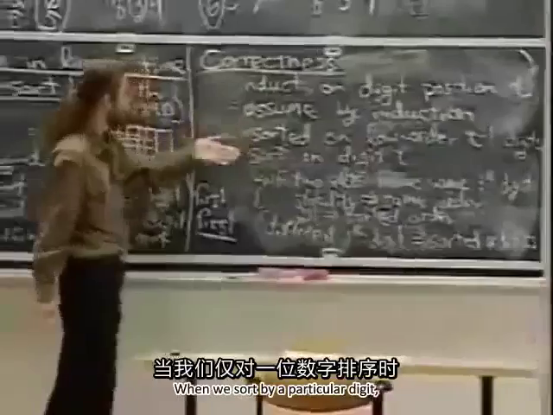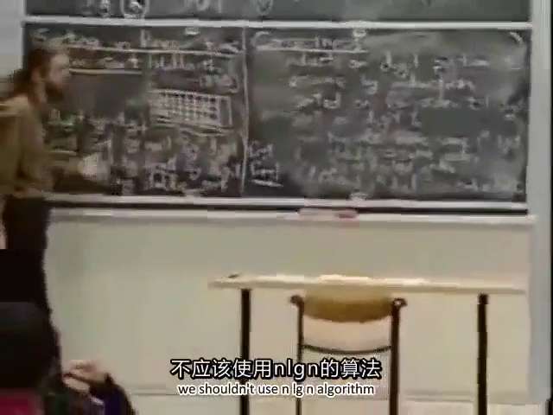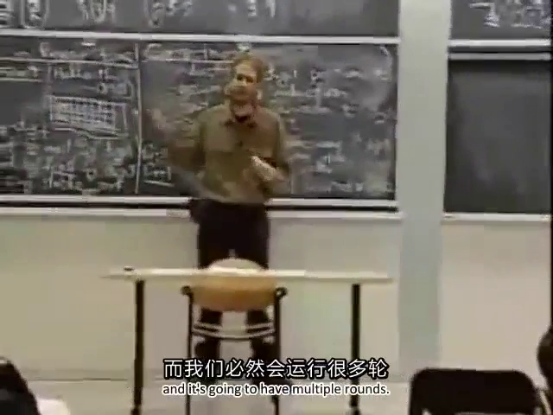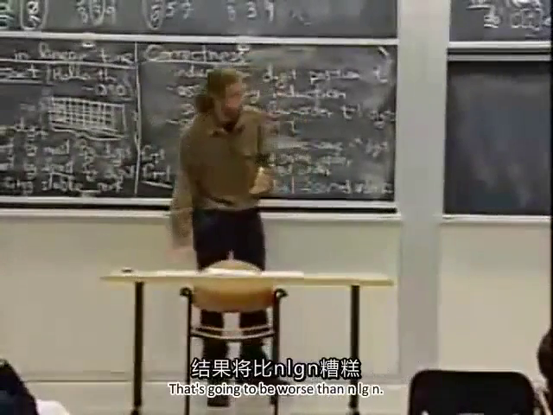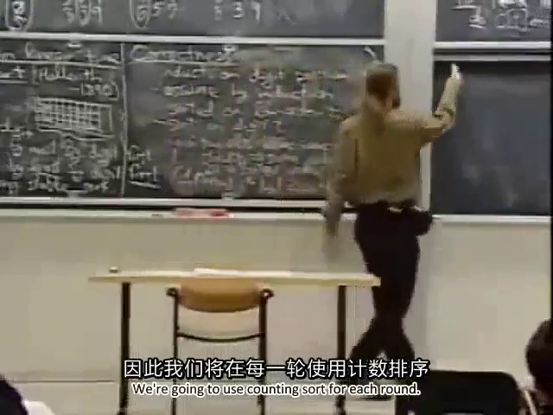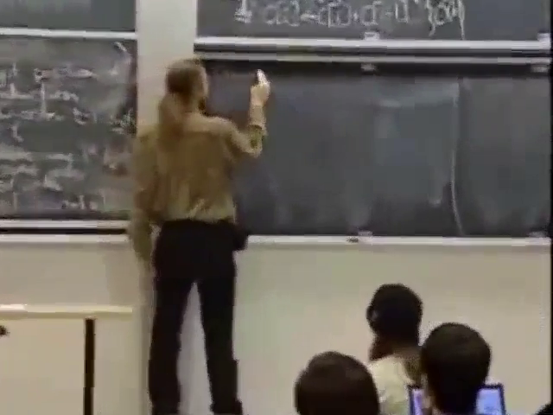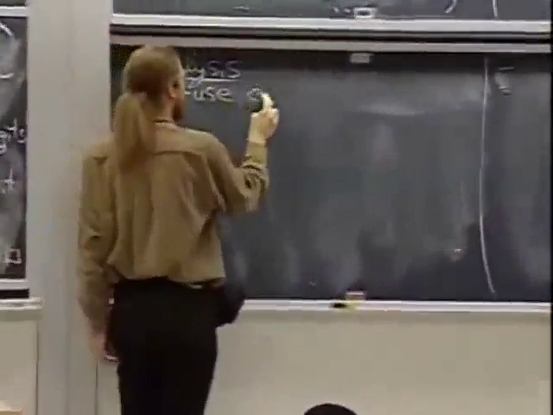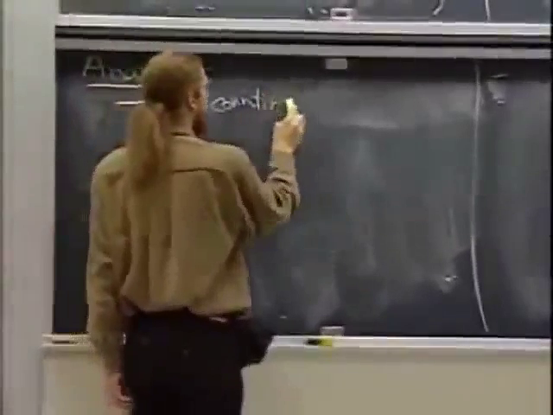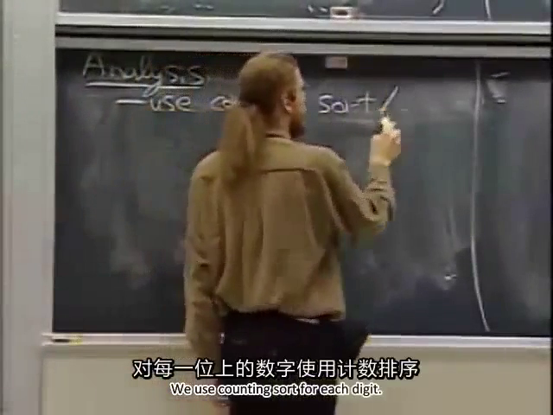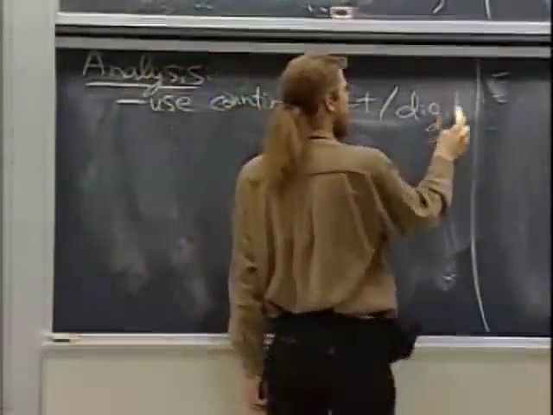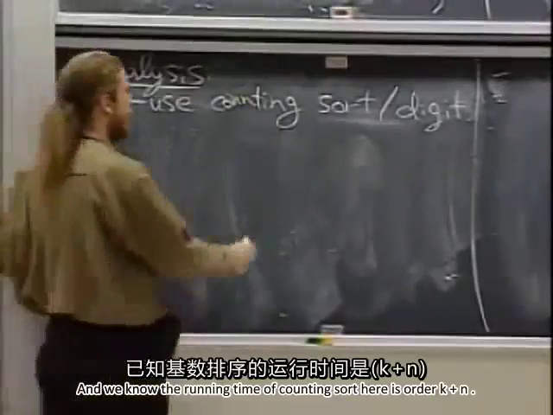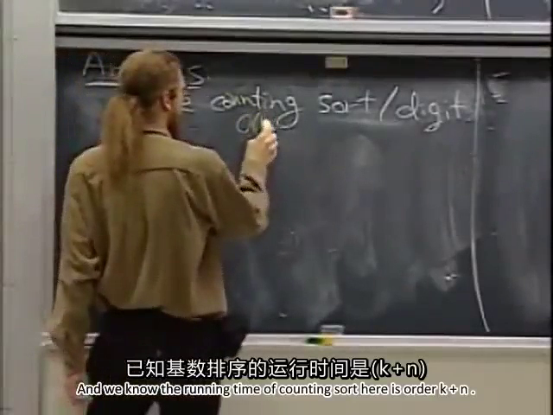So when we sort by a particular digit, we shouldn't use an n log n algorithm, because then this thing will take n log n for one round, and it's going to have multiple rounds. That's going to be worse than n log n. So we're going to use counting sort for each round. So we use counting sort for each digit. And we know the running time of counting sort here is order k plus n.